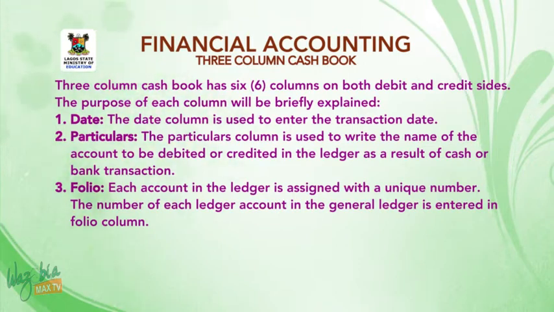Number 3, folio. Each account in the ledger is assigned a unique number. The number of each ledger account in the general ledger is entered in the folio column.